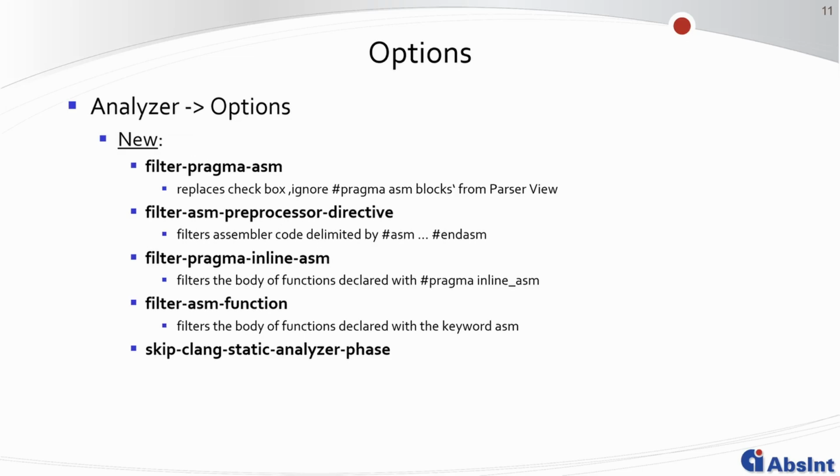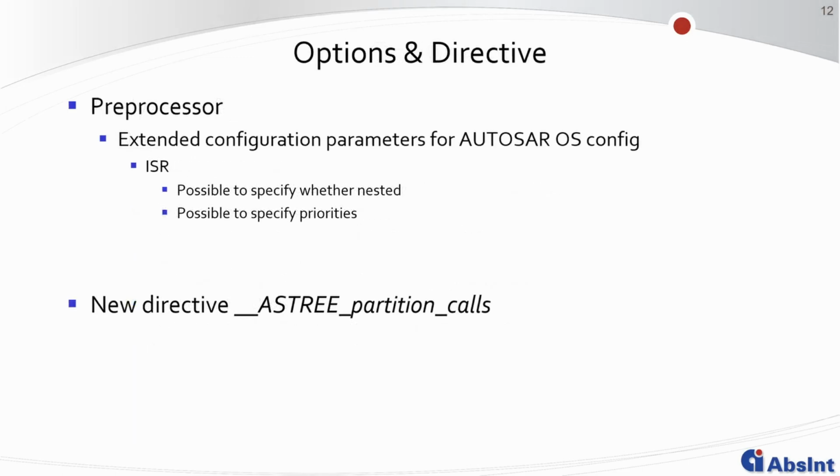The analysis now also has a new phase in which it runs checks provided by the Clang static analyzer. It is disabled by default and can be enabled by disabling the option Skip Clang static analyzer phase. Additionally, we enhanced the AUTOSAR converter in the preprocessor view.